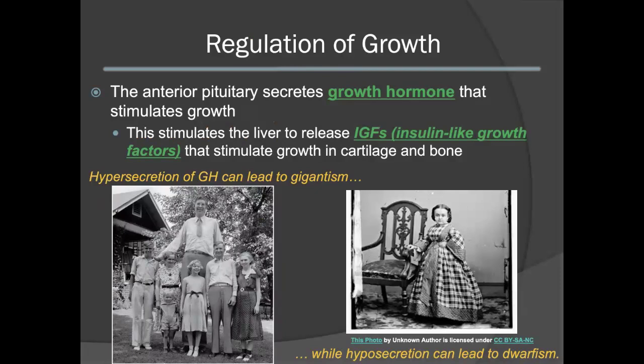The process of growth is also regulated by the anterior pituitary. The anterior pituitary gland secretes growth hormone that stimulates growth. This will stimulate the liver specifically to release IGF, or insulin-like growth factors. This is responsible for stimulating growth specifically in cartilage and bone tissue. The hypersecretion of growth hormone has been linked to gigantism, while the hyposecretion can lead to dwarfism.